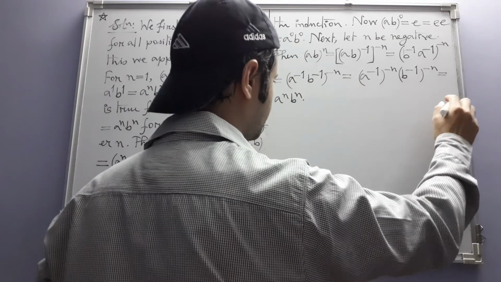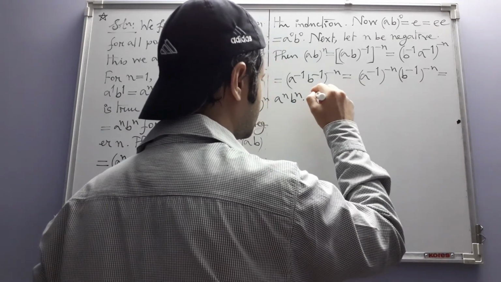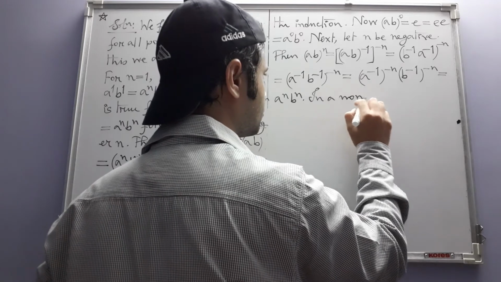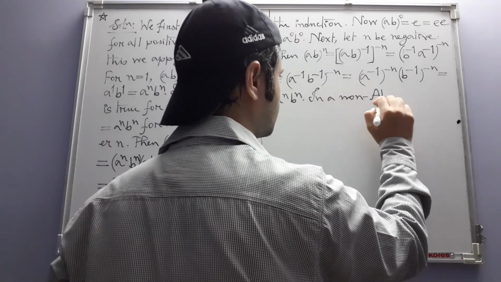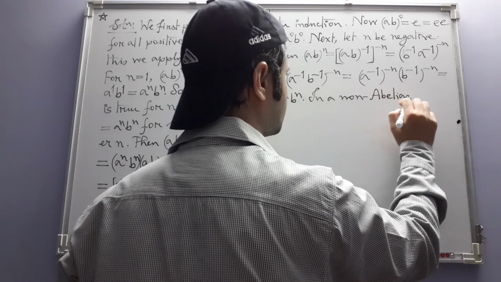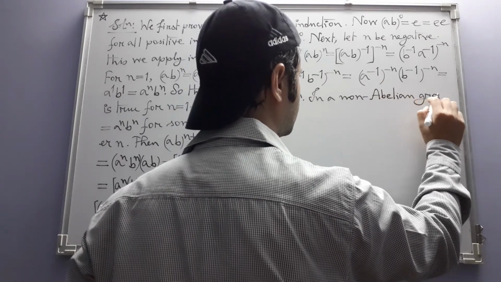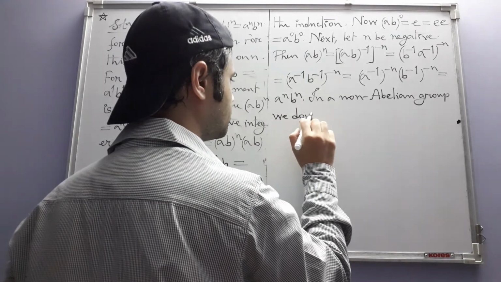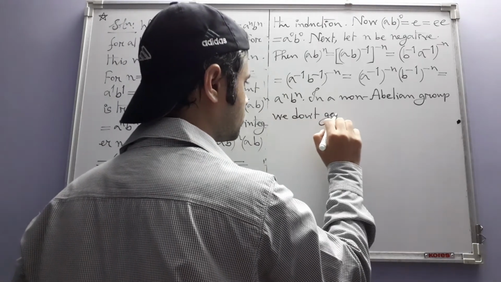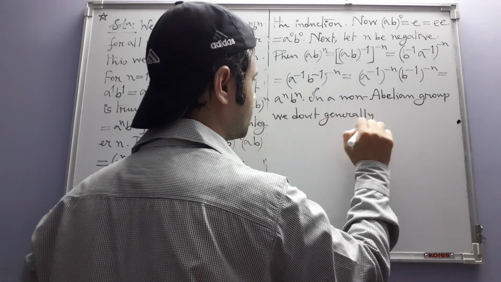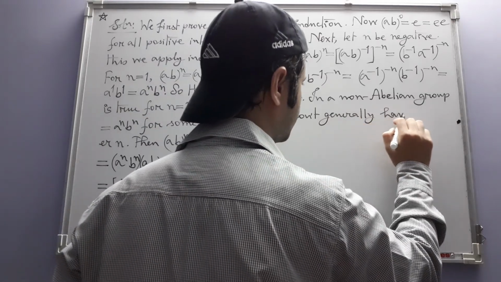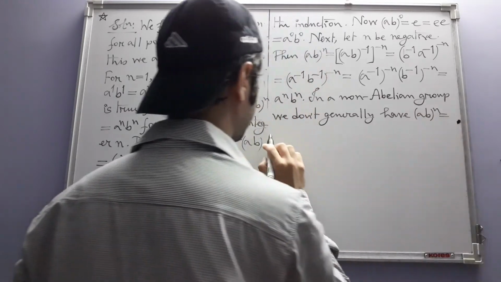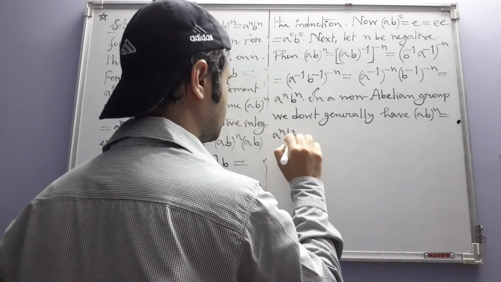Before ending the solution, let's just write this. In a non-abelian group, we don't generally have this.